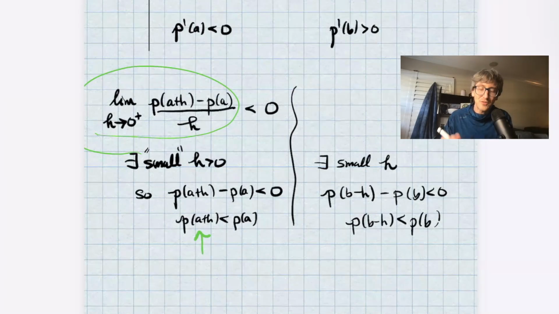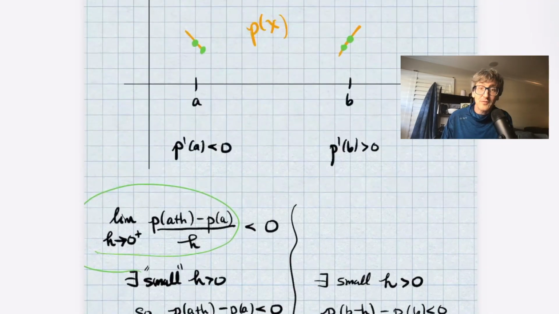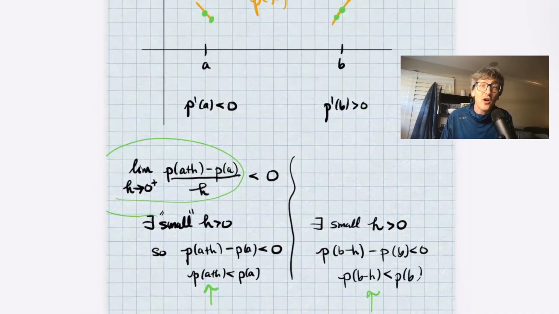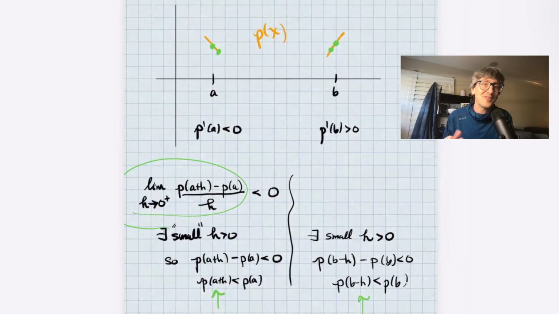And similarly, we can do the same thing over here to get some small, I guess we have to also say that h is positive, but some value to the left of b that's going to be a little bit smaller. And so all of this put together shows that we cannot have our minimum happen at one of those endpoints.